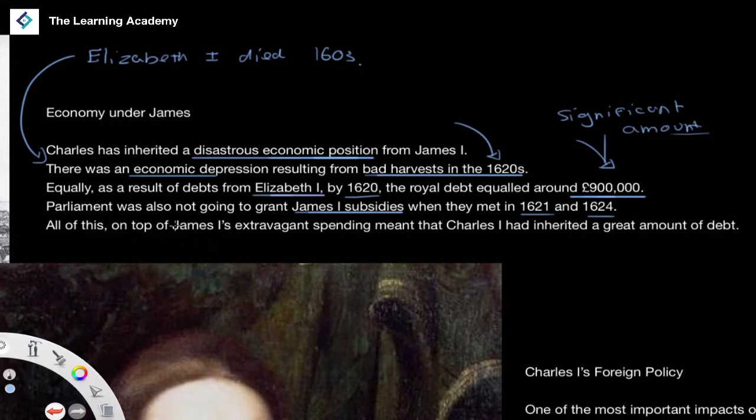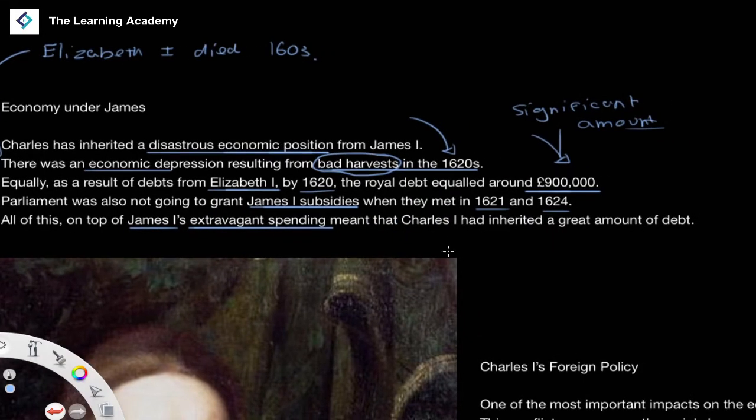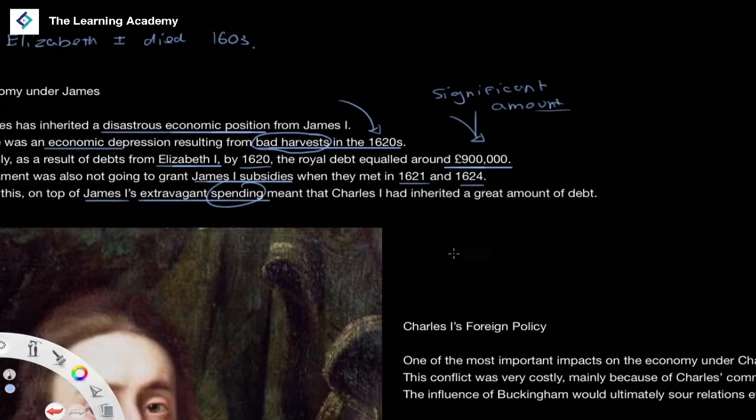On top of all of these financial problems, some of them not caused by James himself, some caused by Elizabeth, some caused by just naturally bad harvests, some caused by a relationship with Parliament, James I had extravagant spending habits, and it meant that Charles had inherited a great amount of debt as a result of this spending, as well as all of these other issues.